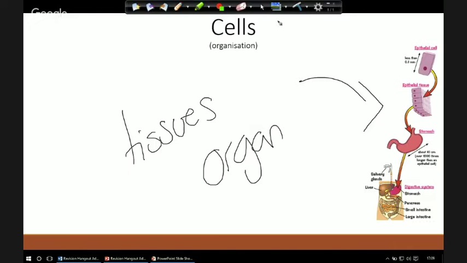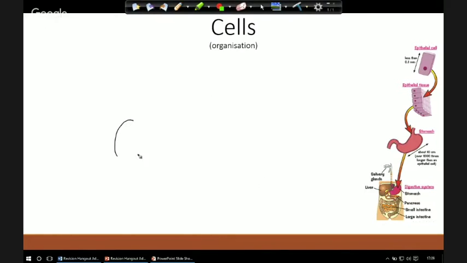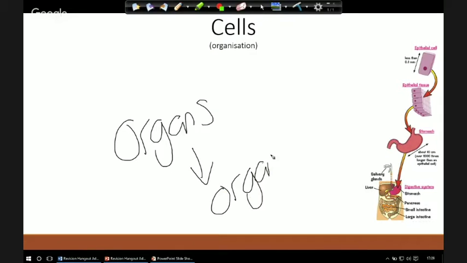Finally, we can have multiple organs that work together to make an organ system. And that could be all sorts of different systems, such as the digestive system, where we have our stomach working with other parts such as the pancreas, the intestines, the liver. But again, all of those organs themselves are made up of particular tissues, which are themselves made up of similar cells working together. And so this is the cell organisation.